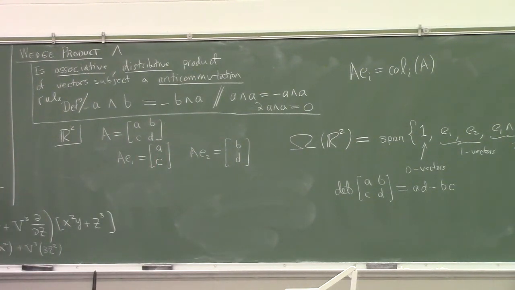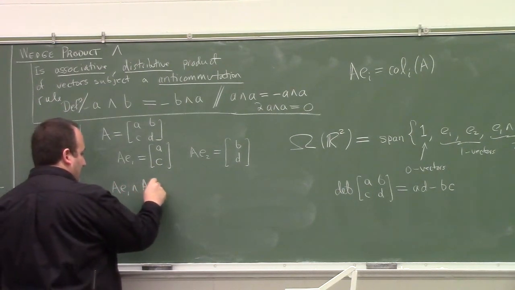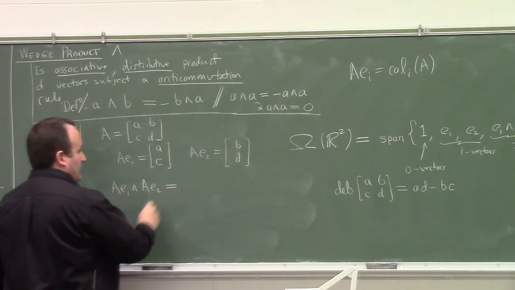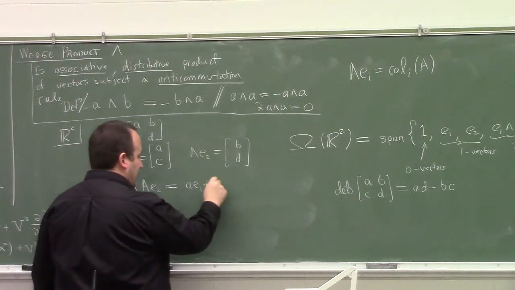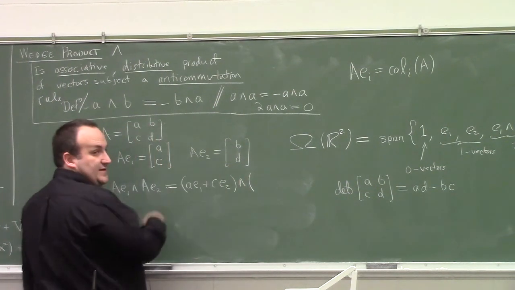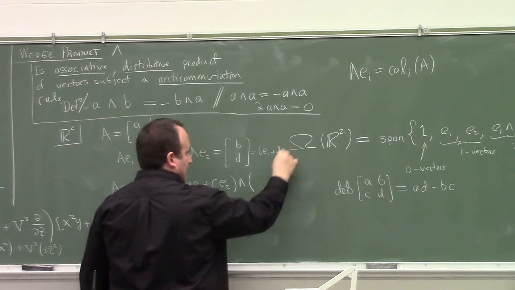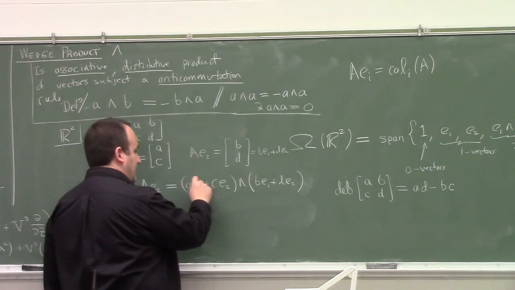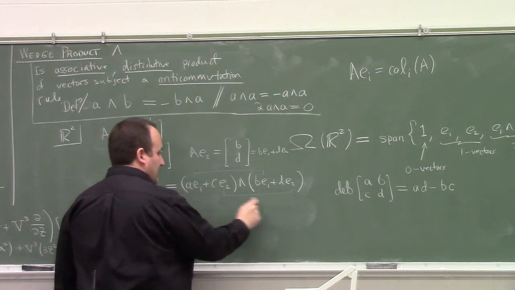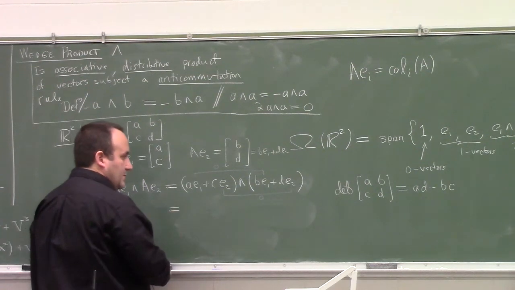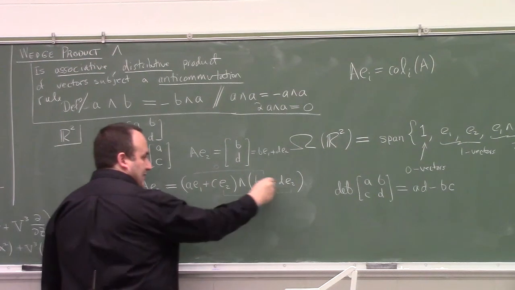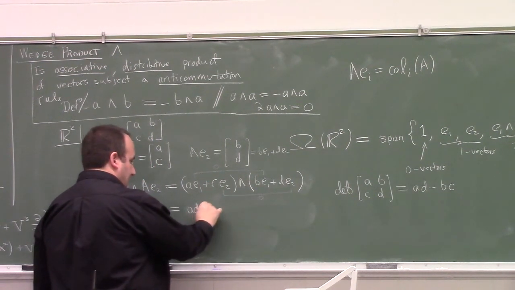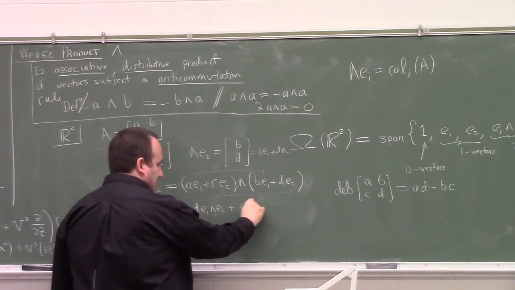So okay, what's AE1 wedge AE2? That would be AE1 plus CE2, wedged with, I'm rewriting these as sums of the unit vectors, BE1 plus DE2, right? Now, distribute. Multiply that out. What do you get? You guys, work it out. Some of these things are zero, right? E1 wedge E1 is zero. E2 wedge E2 is zero. So we can ignore those. We get AD E1 wedge E2 plus CB E2 wedge E1.